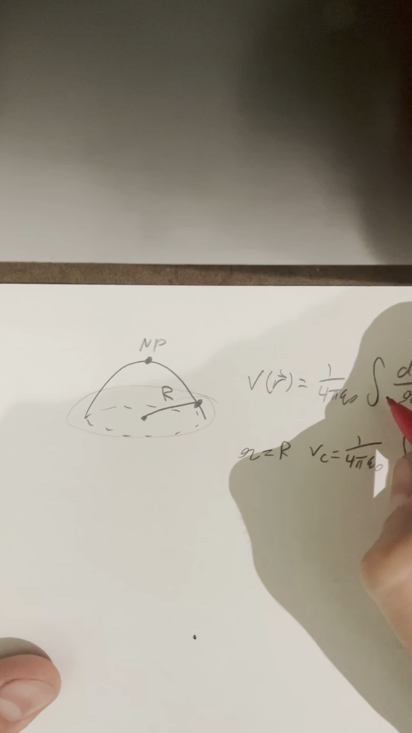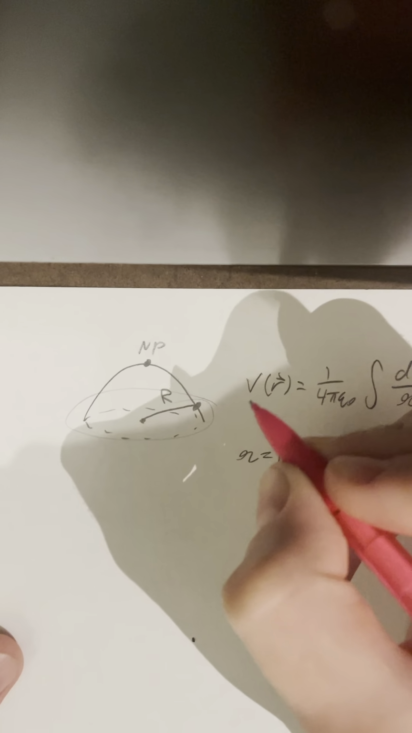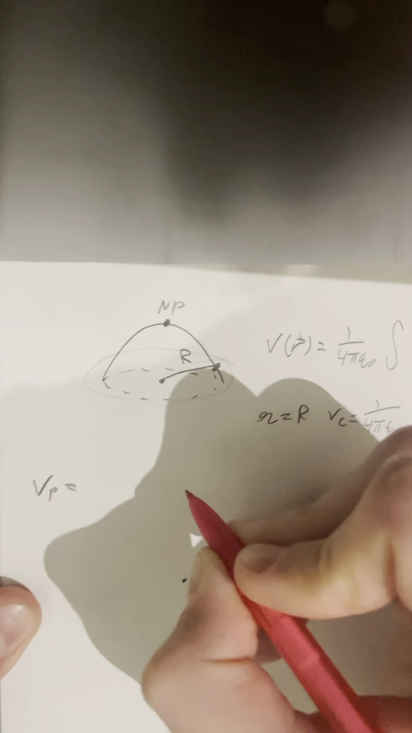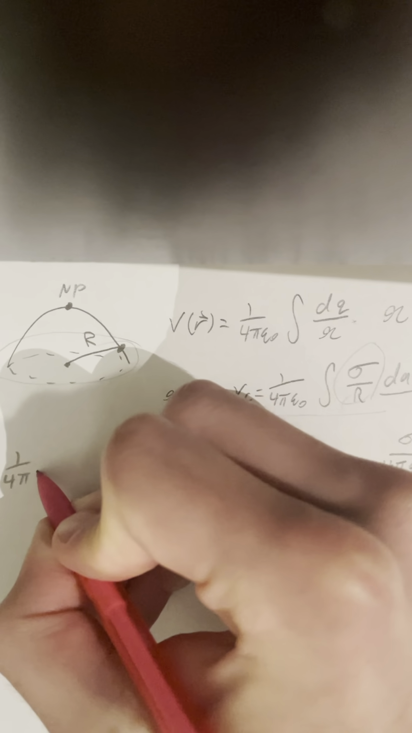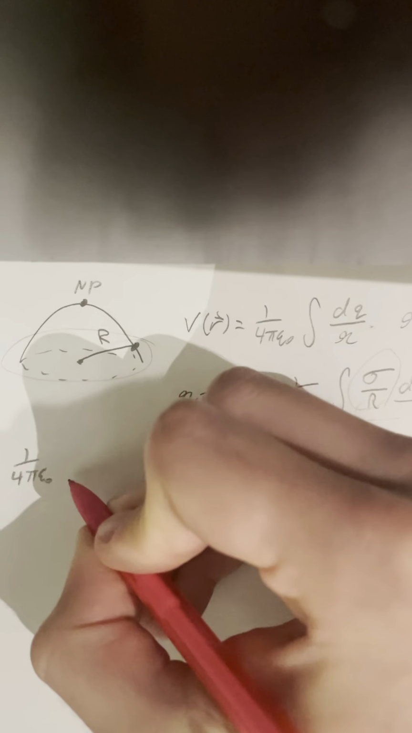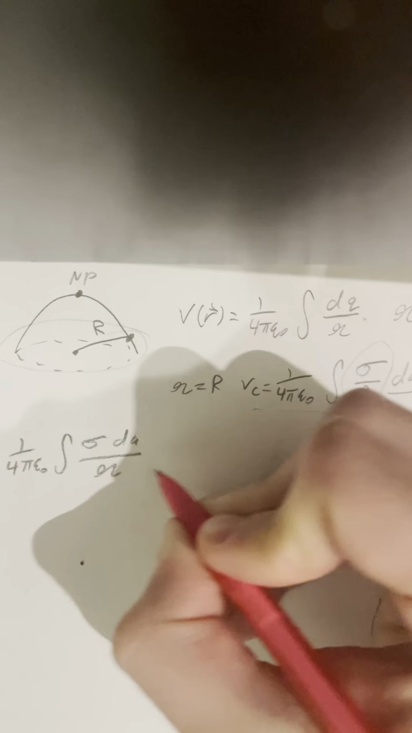So what we're going to have to do is find the script R. That's going to be the biggest problem, but for now I'm going to write out our equation, which is pretty similar to the equation we have right here, but the script R is going to be different. 1 over 4 pi epsilon naught with the integral of sigma dA over script R.